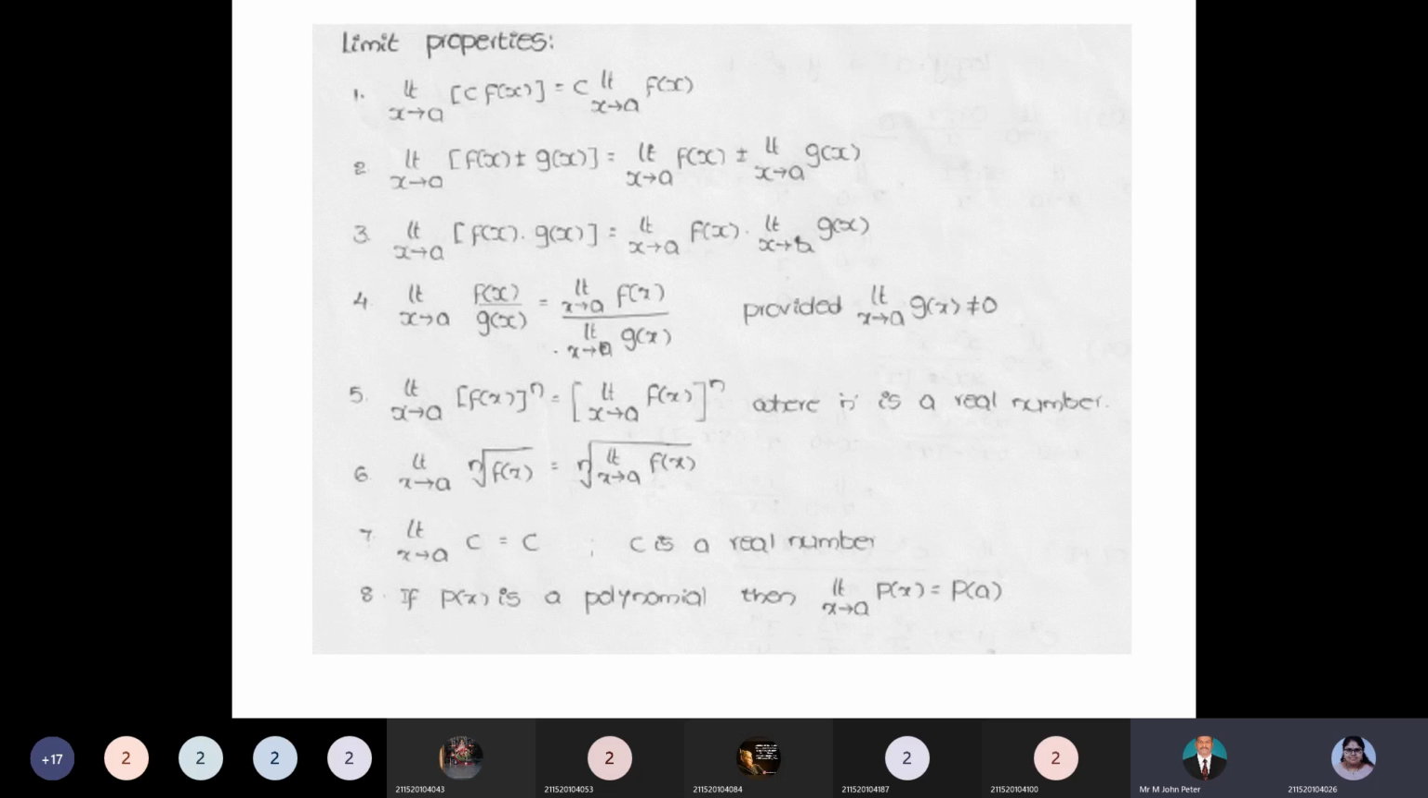Next, the limit as x tends to a of f of x whole power n can be written as the limit as x tends to a of f of x, whole power n, where n is a real number. Real number means including fractions, so not only integers 1, 2, 3, 4, but also values like 1 by 2, 3 by 2. Similarly, the limit of the nth root of f of x equals the nth root of the limit as x tends to a of f of x.